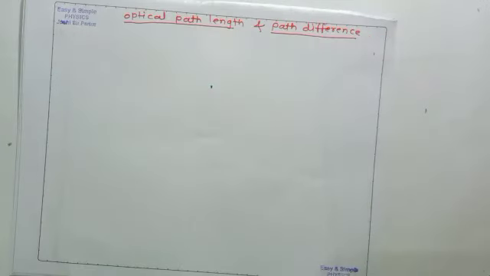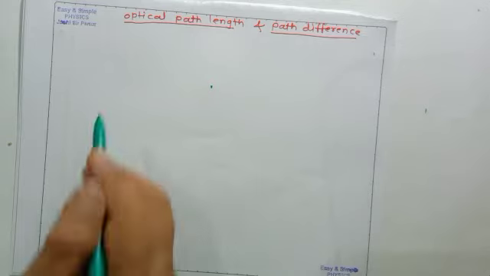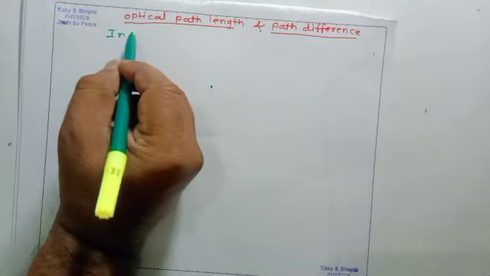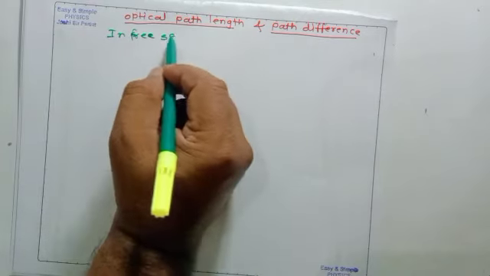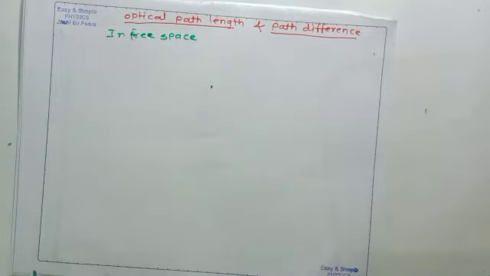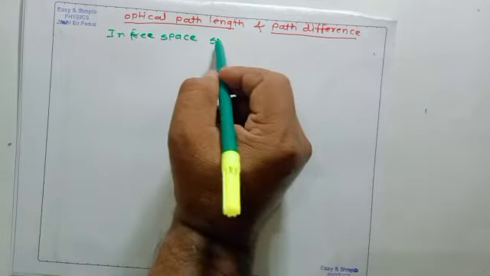Similarly, we can see the path length or optical path length and optical path difference. In free space, the speed of light is c.